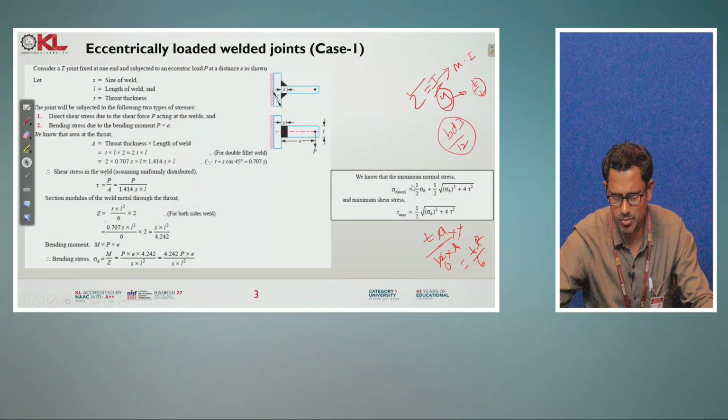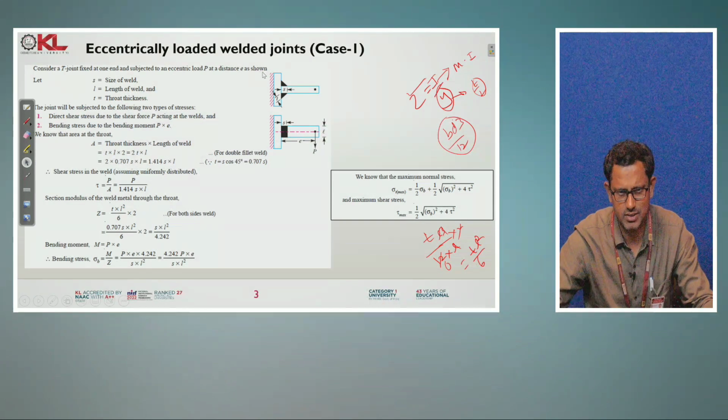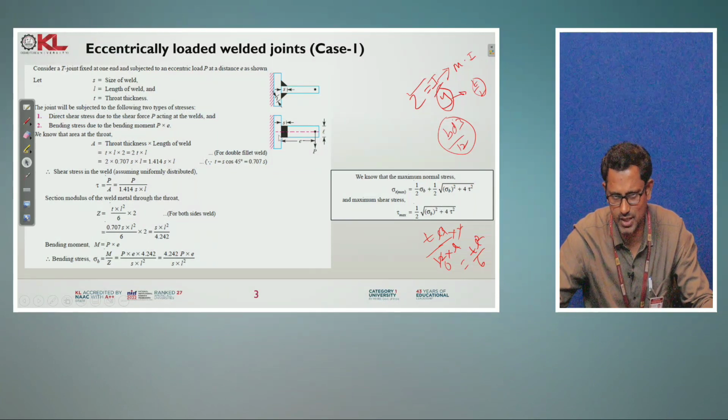So this is according to the maximum principal stress theory, and this is according to the maximum shear stress theory. You can use any of the theories to find your final parameters. This is case 1, design of double transverse welded joint subjected to eccentric loading.